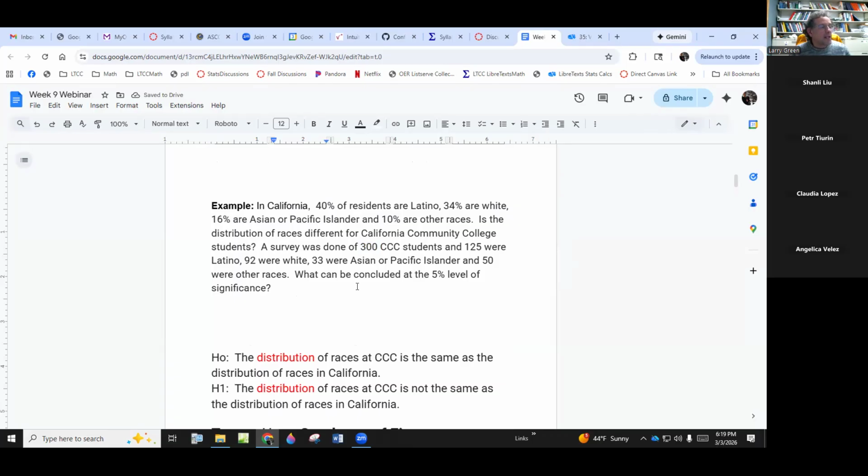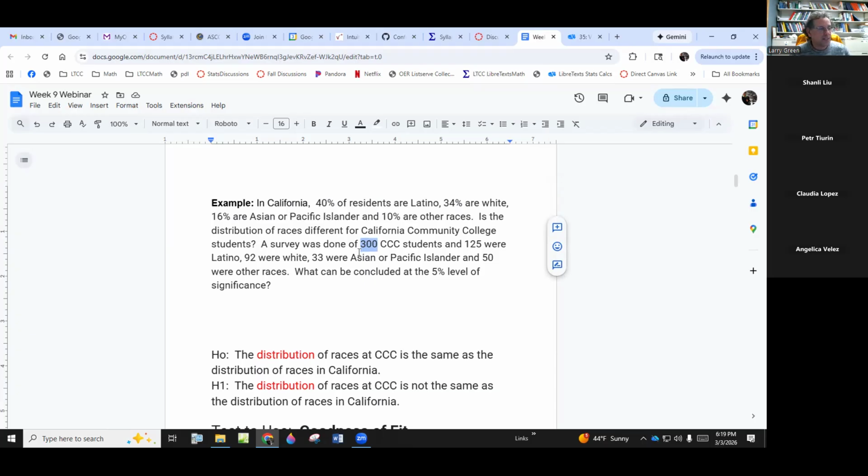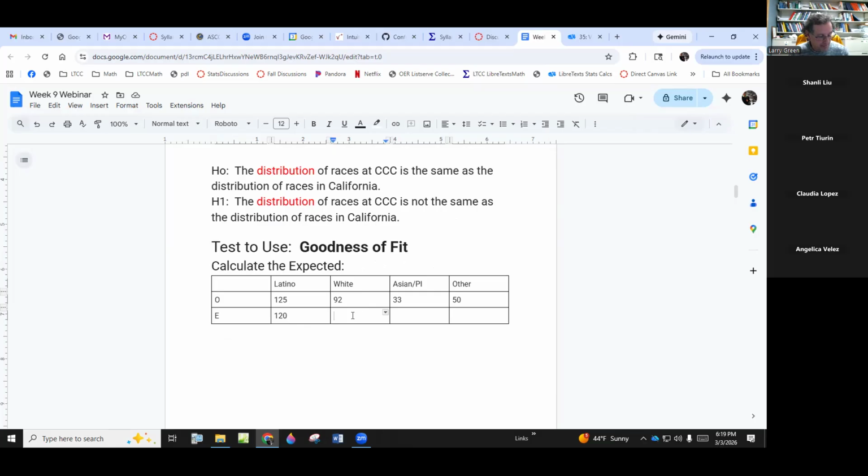Okay. And to find out how many you expect to be white, that would be 34% of 300. 34% of 300 is 102. So you take 0.34 times 300, and you get 102. You're welcome to use a calculator. You don't have to do it in your head like I did, but that's up to you.